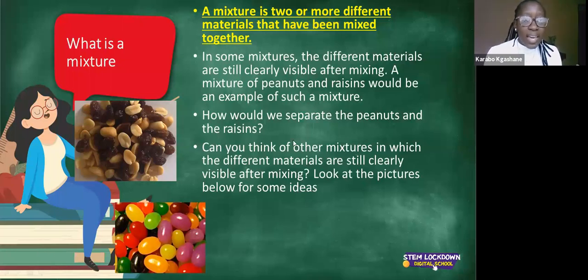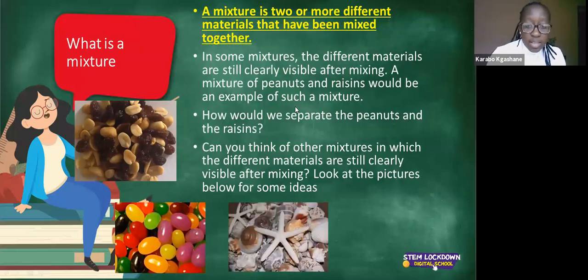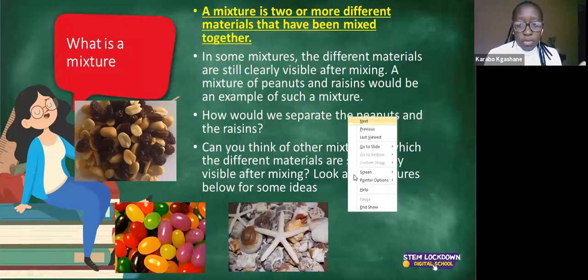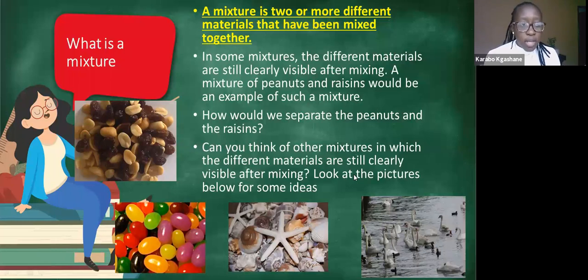Obviously, we can sort these out by color. Someone did mention in the chat, I think it was Rizal mentioned color as well as Leonoro, they mentioned color. So now with jelly beans, we can obviously remove the different colors, the orange, the pink, the red, and separate them. All right, excellent. Then we've got a shell. Obviously, we can separate them by the color or the shape that they are. And we can obviously easily pick them to separate them. All right, that's mixtures. And lastly, we've got some ducks and swans. You can separate them by putting the swans aside and the ducks aside.